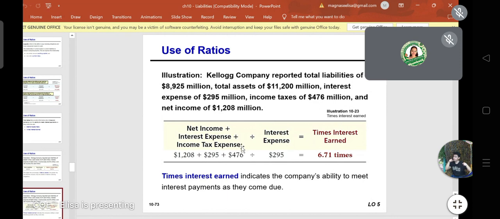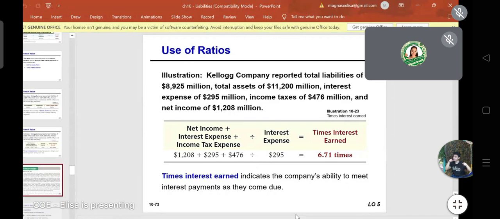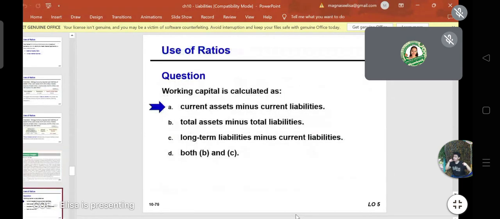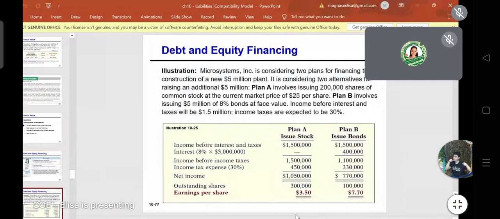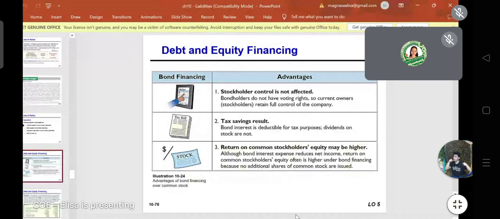So we add it back to see the relationship: how big is our net income, how big is the net income for us to meet the interest expense payable. So that is the interest expense and times interest earned. Now in here, okay.